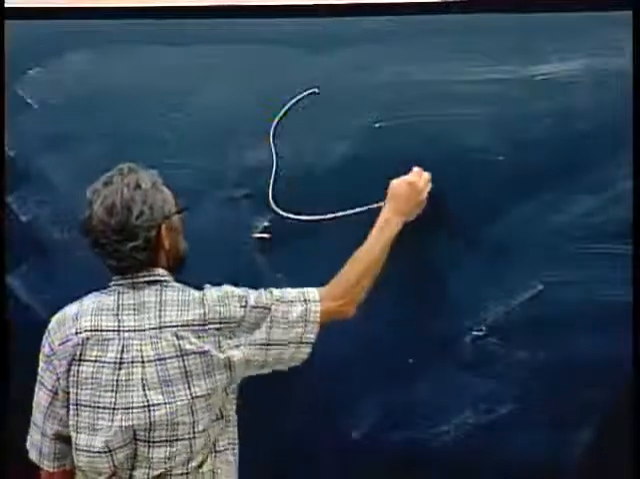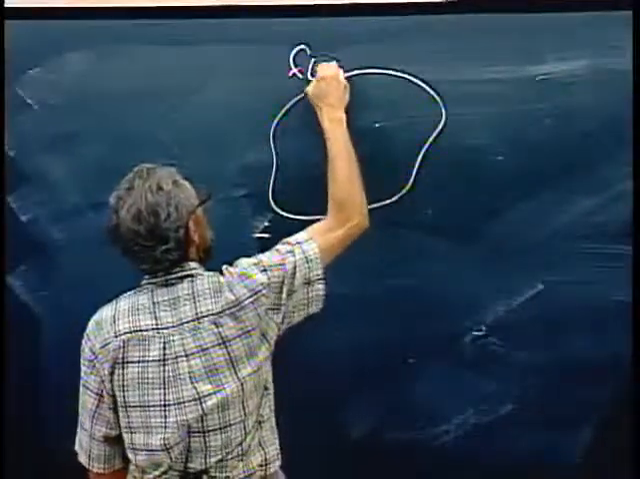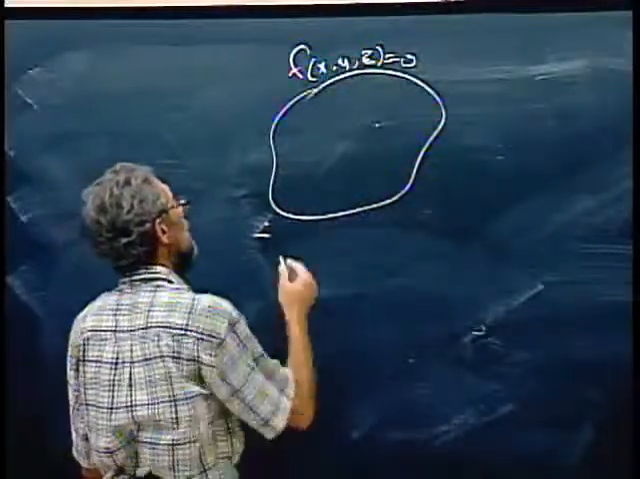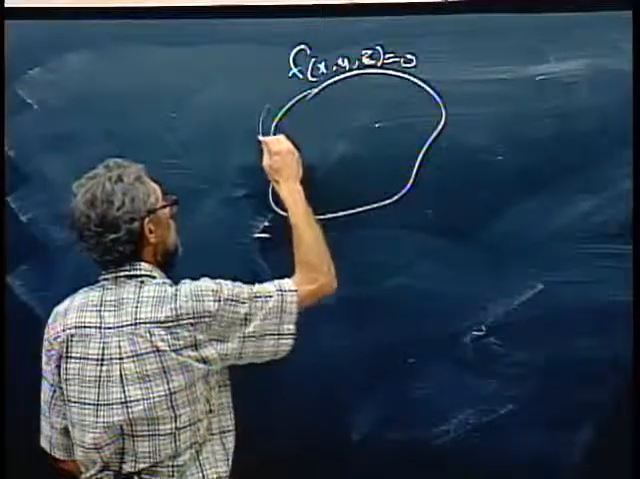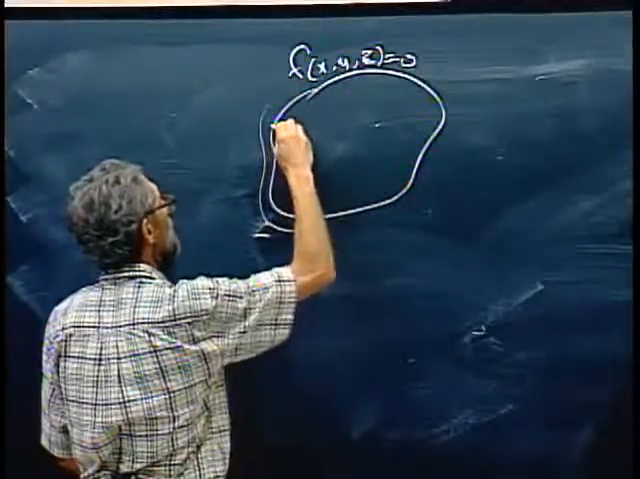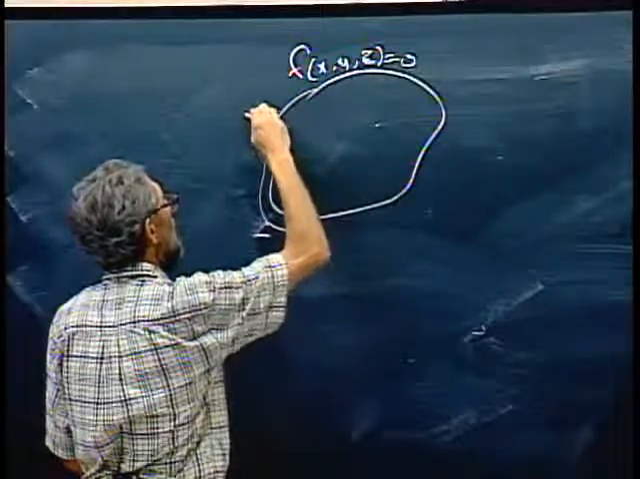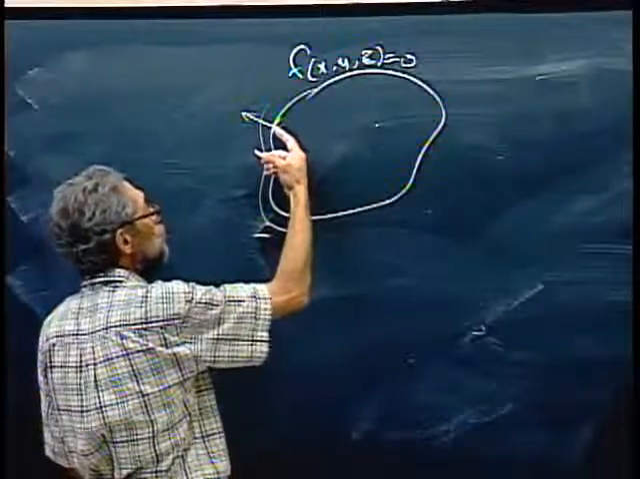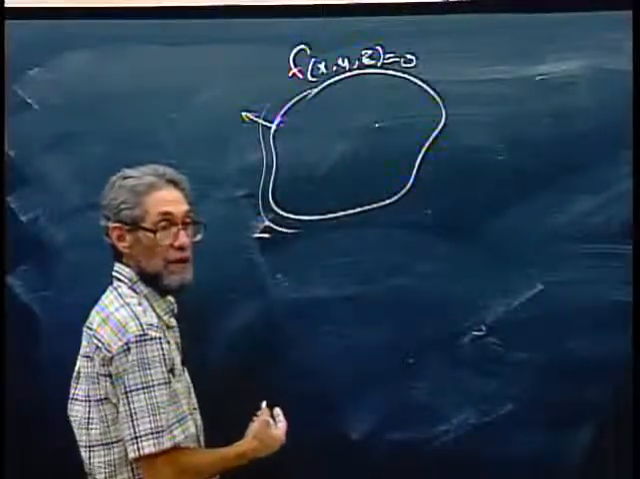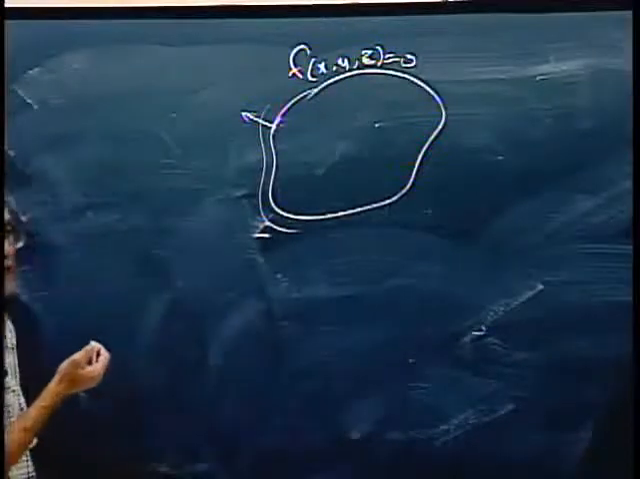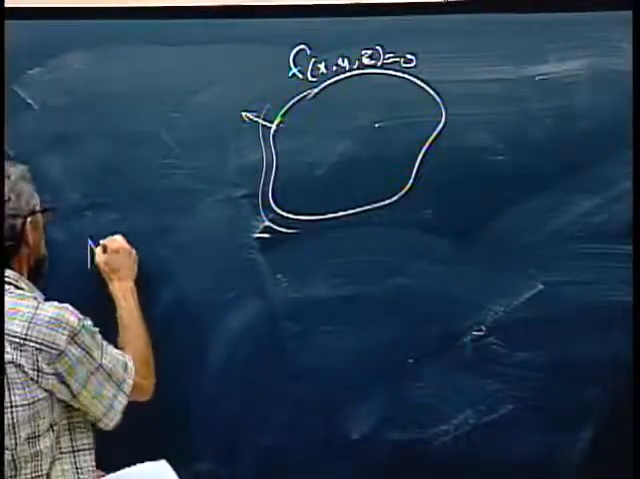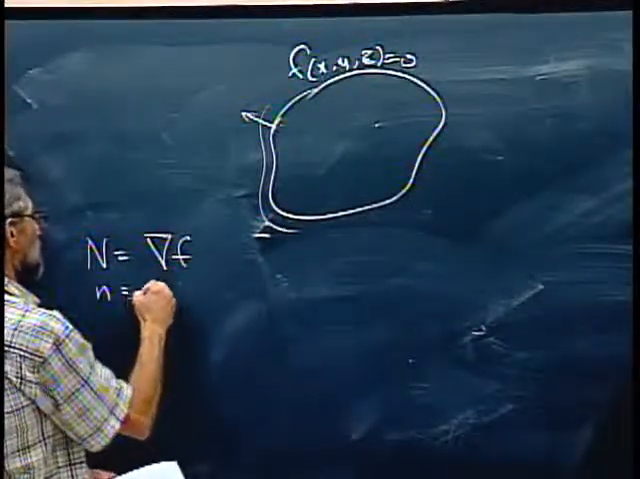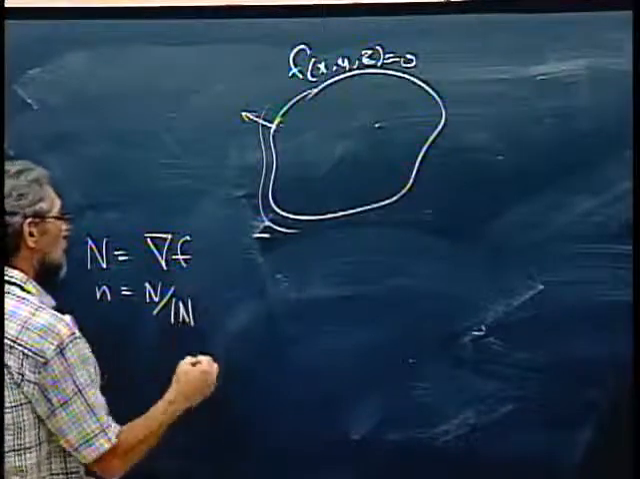So if we have any kind of surface given by f of x, y, z equals 0, then if we look at a nearby function, and we look at the gradient as this function varies, the gradient of f is normal to the contours of constant value. That's just some property that comes out of calculus. So the normal is the gradient of the function, and the unit normal is, if you want to normalize it, divided by its length.